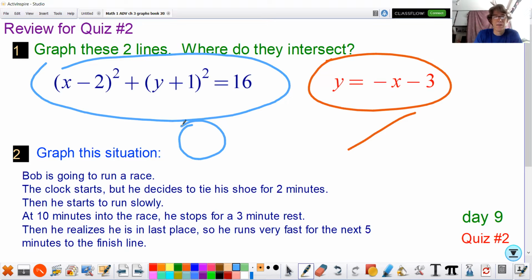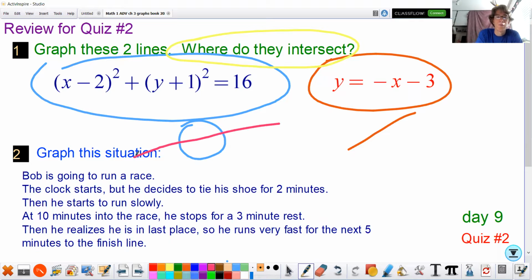And we're going to say, where do they intersect? In other words, where do they touch? Where do they cross? Like two roads at an intersection. So where do they run into each other? You need to do it neatly on a piece of graph paper and find that special place.